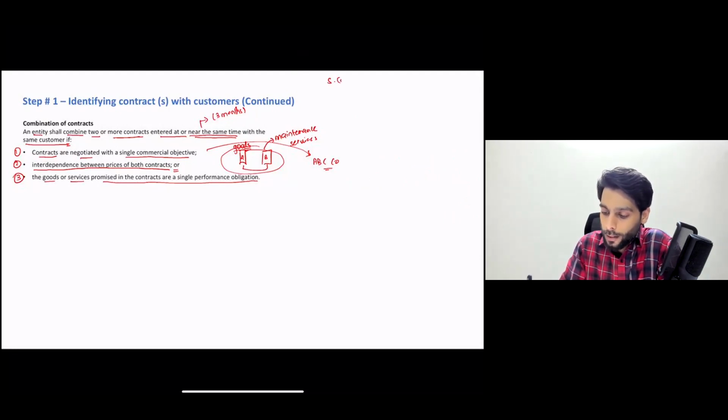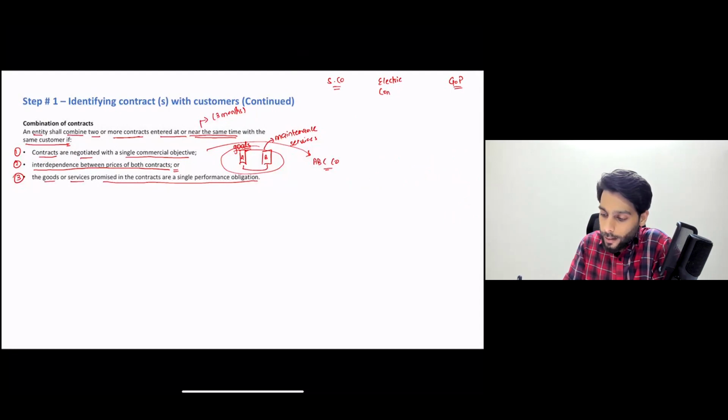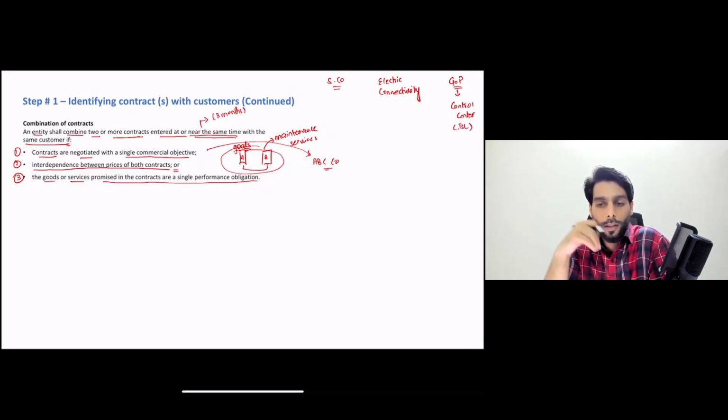S company is the seller company, and it signs a contract with the government. For example, say the government of Pakistan. S company signs a contract with the government of Pakistan, where they need to bring the whole electric connectivity, the whole power infrastructure connectivity, to the control center in Islamabad. I'll repeat the scenario: S company is the seller company, and they sign a contract with the government of Pakistan.